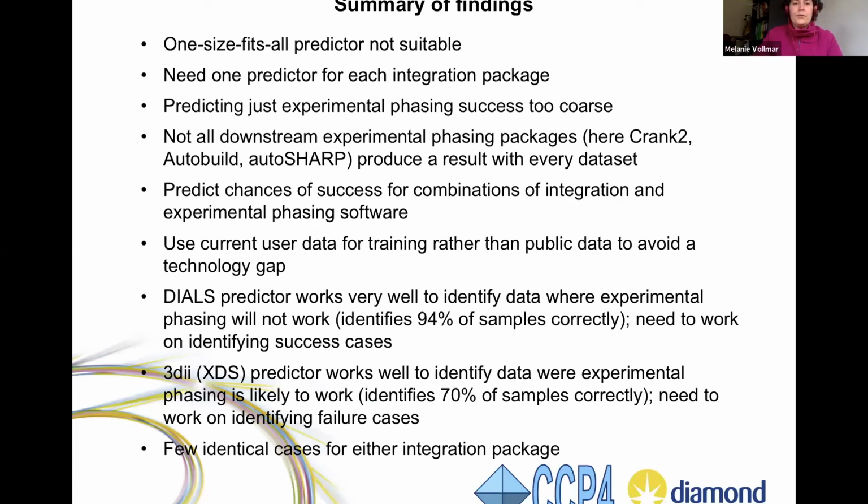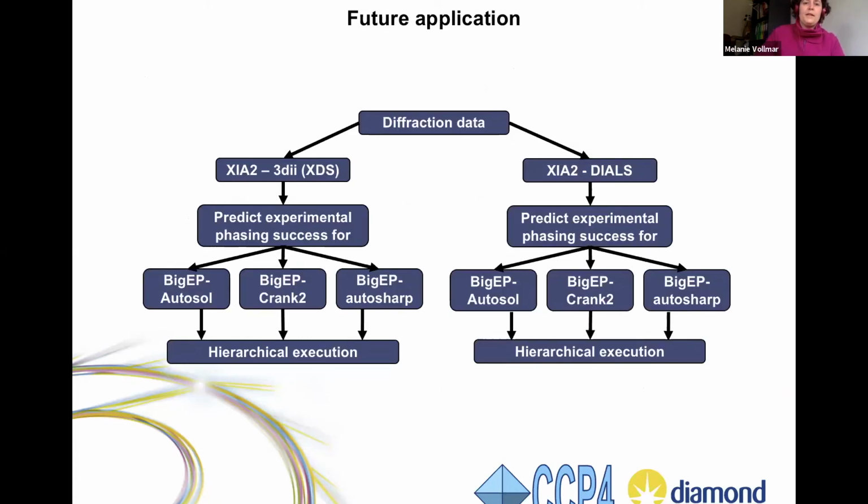And so the future design for this project is essentially something like that. I have the diffraction data coming off the beamline, going through these 2 branches in parallel until they reach the prediction step here. Then I make a prediction for each and every one of these phasing packages for the integration pipeline.